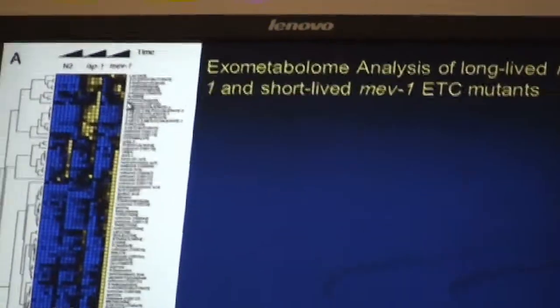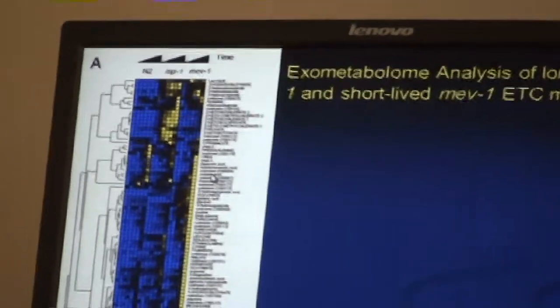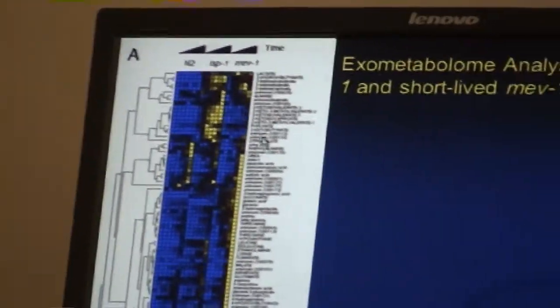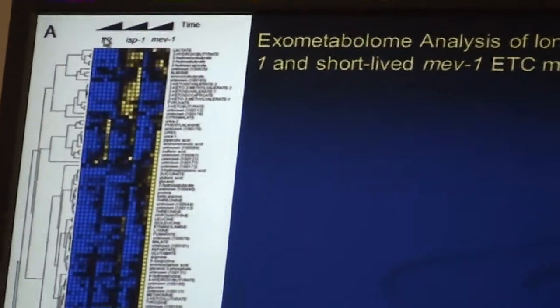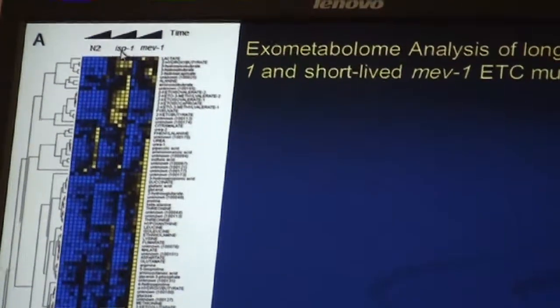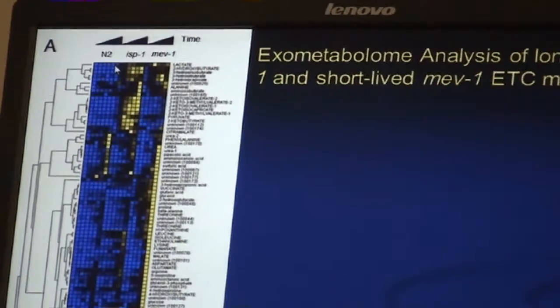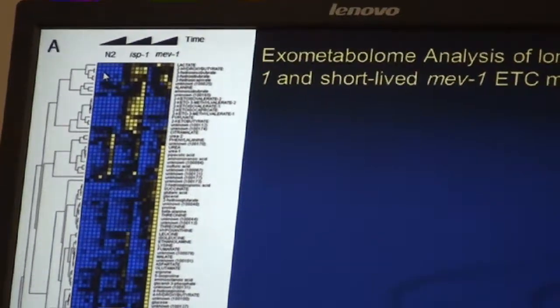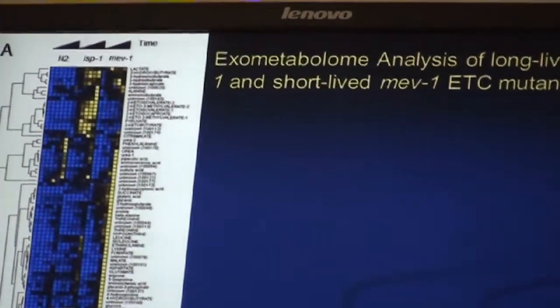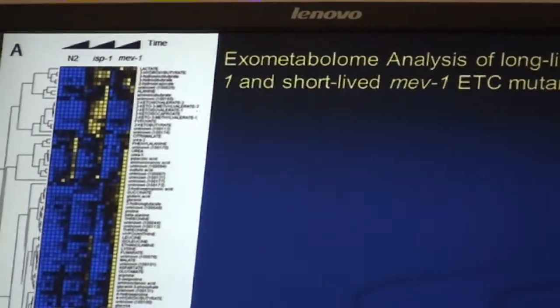I'm running through this data right now. Here's all of the metabolites that we can detect in the excretome, about 200. I've got wild-type up here, ISP1 long-lived, and short-lived MEV1, and these are collected over an 18-hour period. So I'm sampling at, I think it was 30 minutes, 1 hour, 2 hours, 6 hours, and 18 hours, something like that.